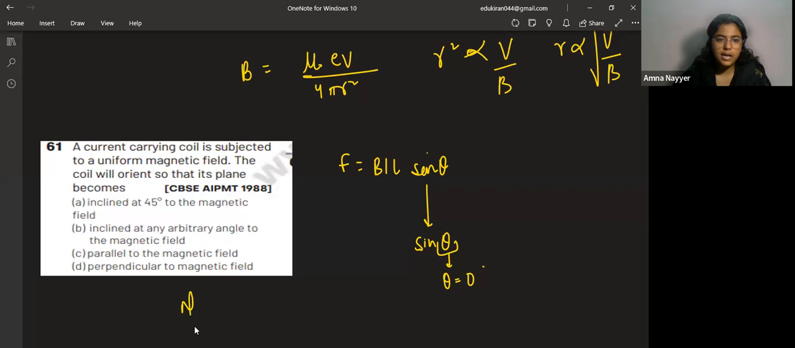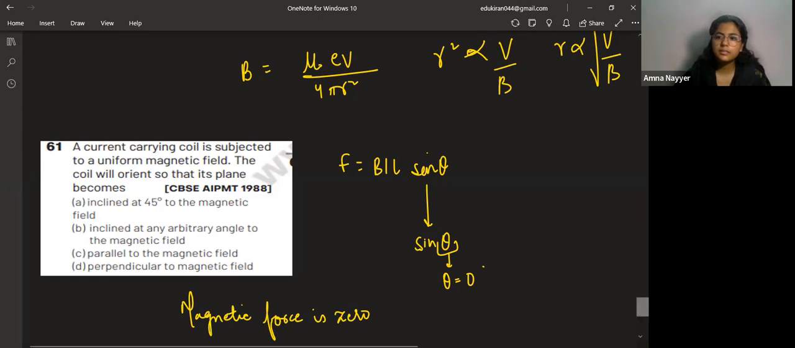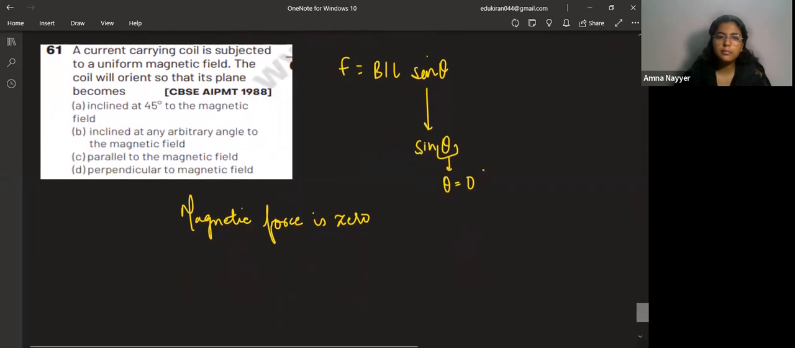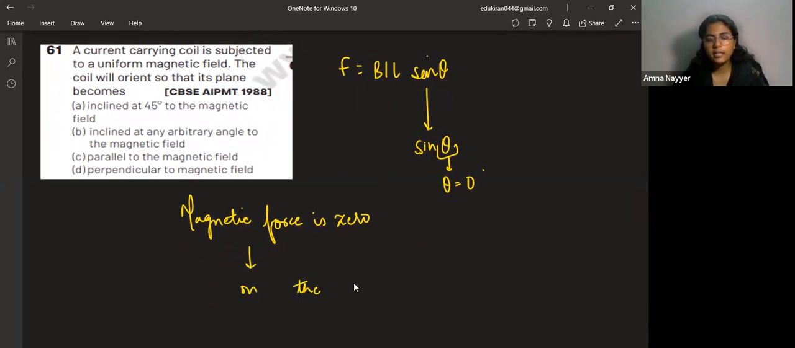Now see, now the magnetic force is 0, right? Magnetic force is 0 on the coil. So that is option C, parallel to the magnetic field. That's why this case is possible only when this is parallel to the magnetic field.